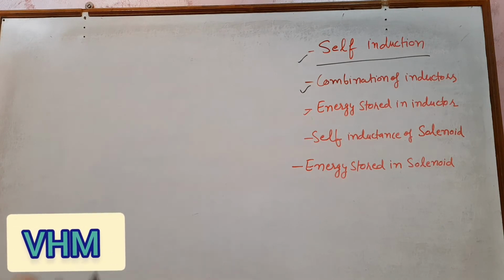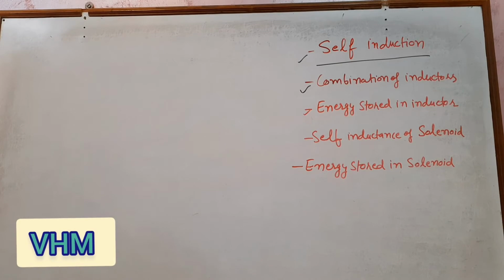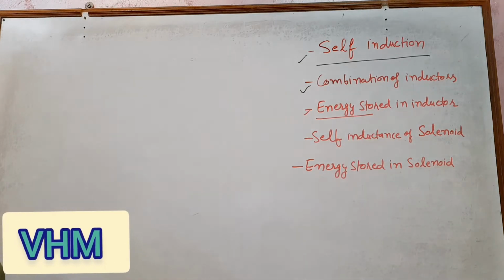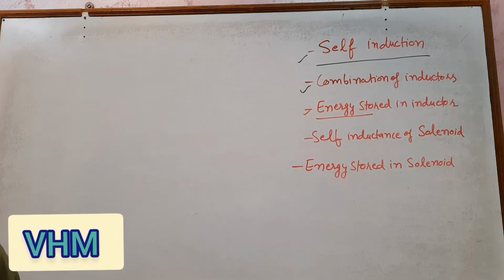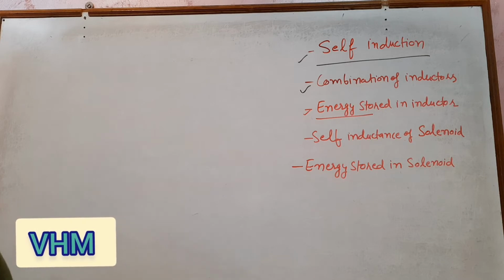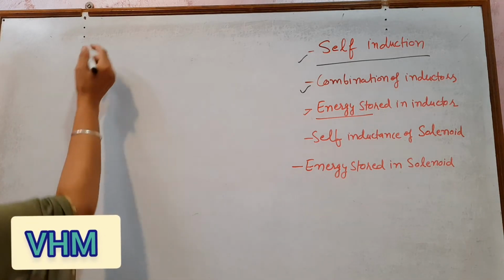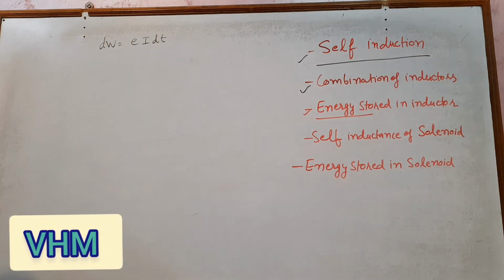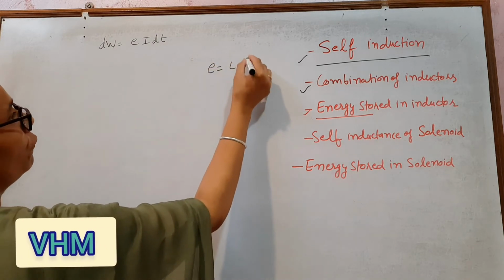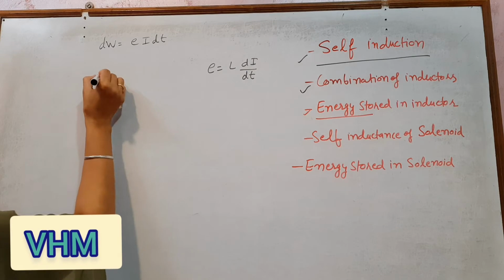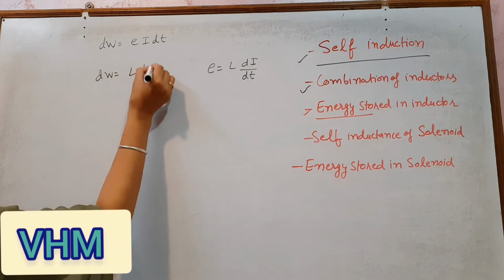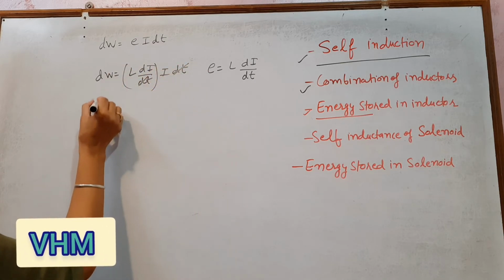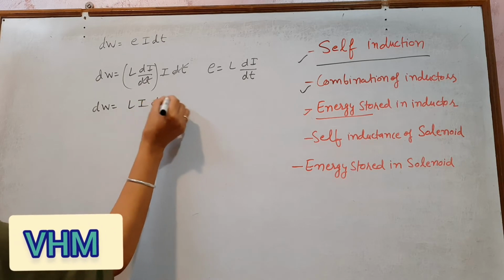So the source has to do the work to maintain the current, and that current is called the energy stored in the inductor. How do we calculate that energy? That means work done, e I dt, and the magnitude of e is L di upon dt. So the work done is L di/dt times I dt, the dt cancels, and the work done is L I dI.